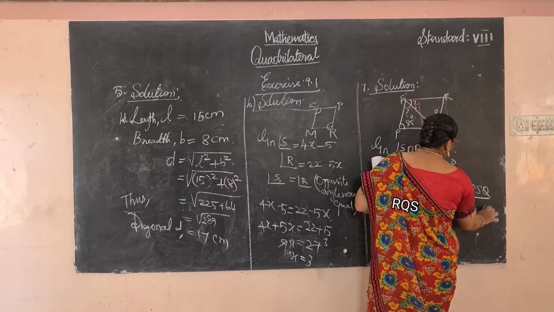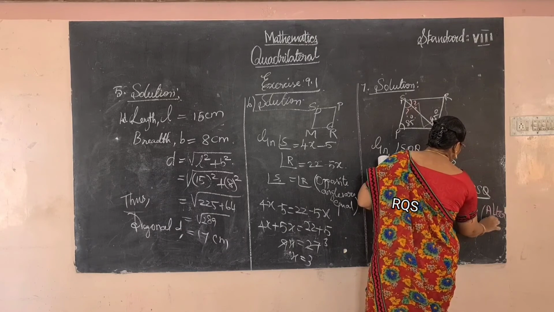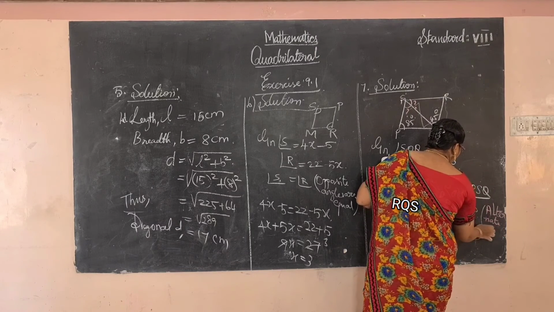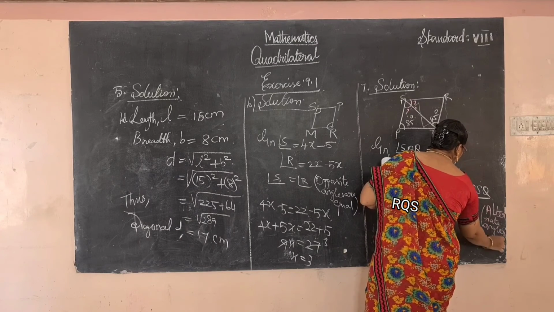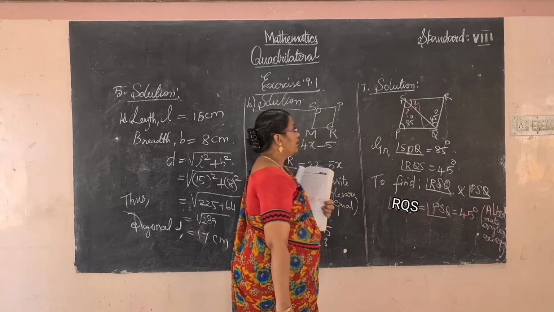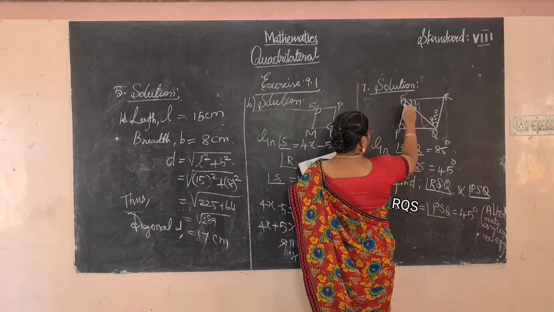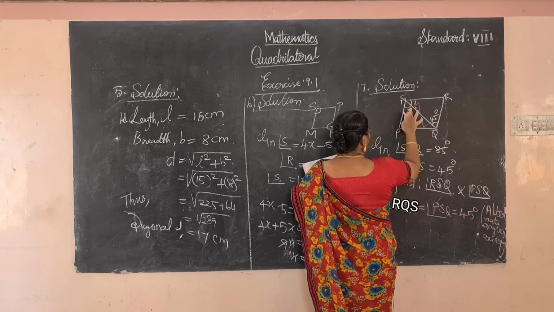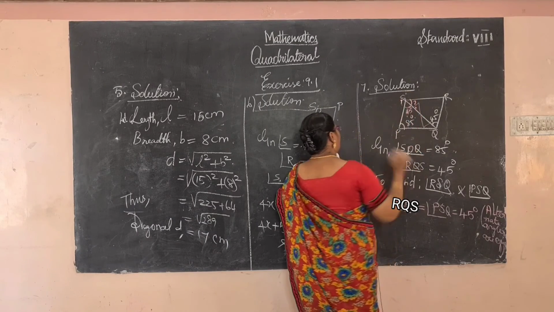Why? Alternate angles are equal. So the angle PSQ value is 45 degrees. Now we have found this value to be 45 degrees.